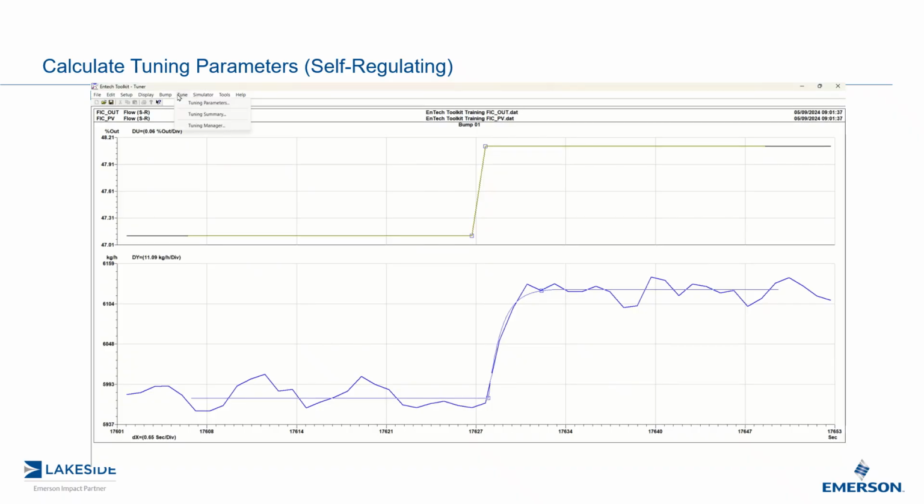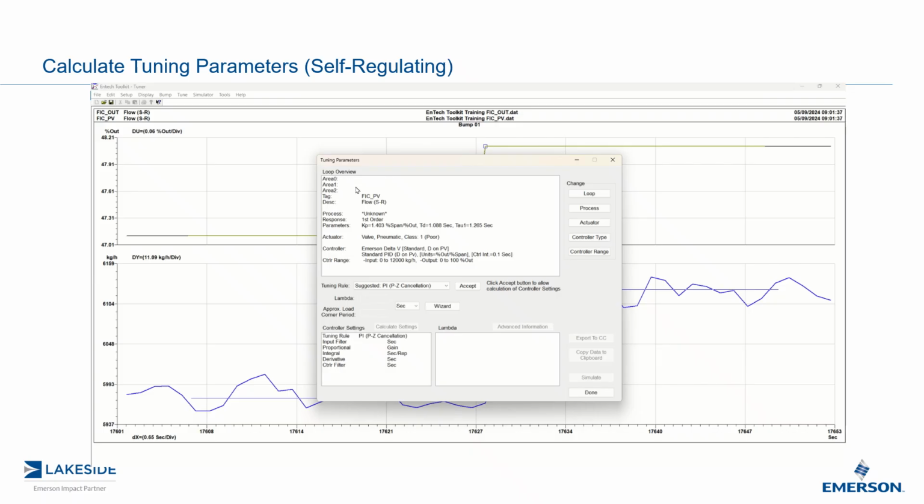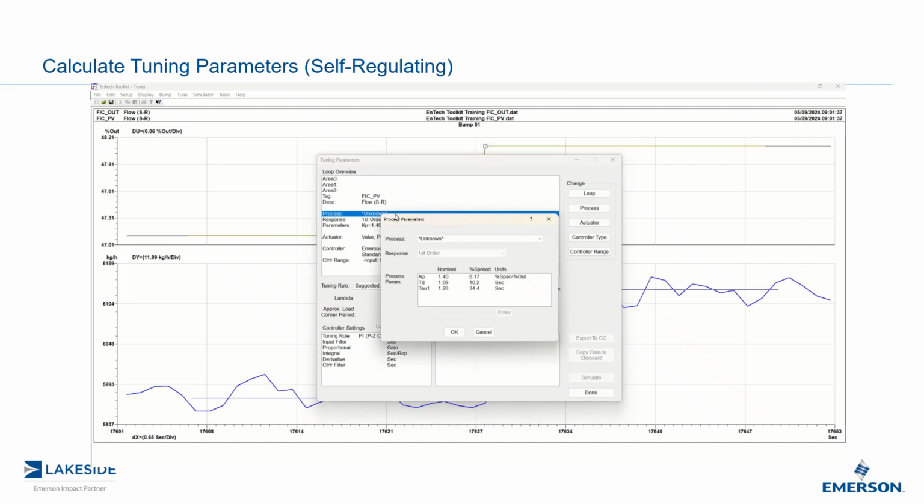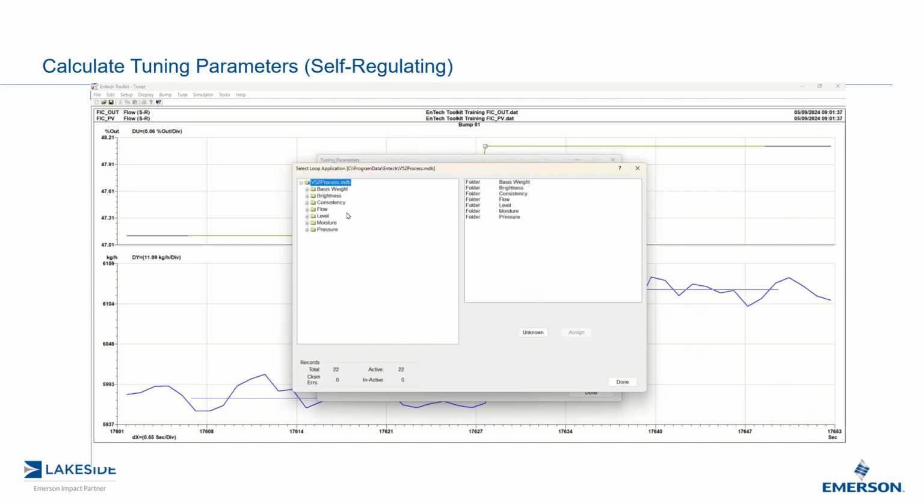Next thing we want to go to is tune. Again, we're going to work our way down. Tuning parameters. There's all the information about the control loop. Process: you can assign a process if you want to, you don't have to do that. What that does is it compares your results to what typically should be for that type of control loop. Here we're going to select a hydraulic flow loop.